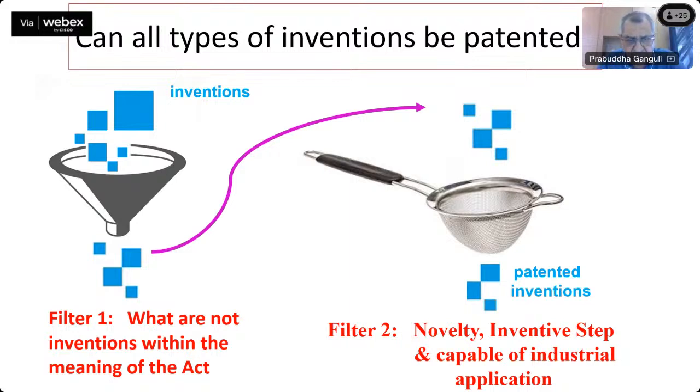Is it clear to you people now? Is this explanation clear to you? Up to filter number 1? Yes, sir. Good. So, which means that out of the 6, 2 got stuck here, because they fell into that list of what are not inventions within the meaning of the act. So the 4 that survived filter 1 will now be taken into filter 2 for the next test, right?